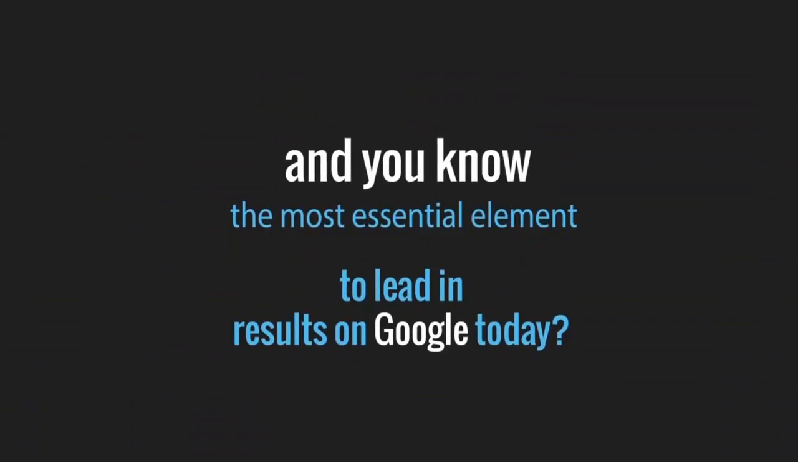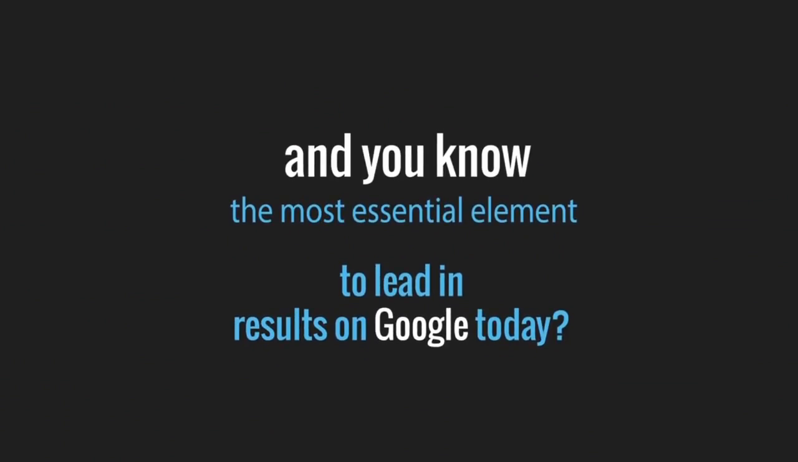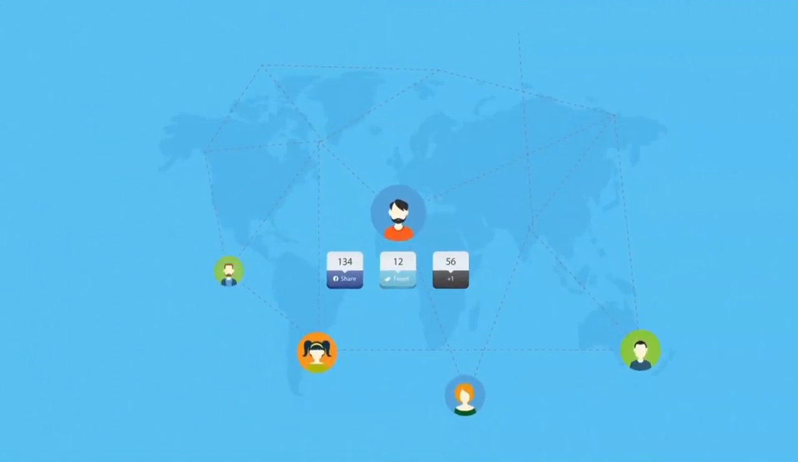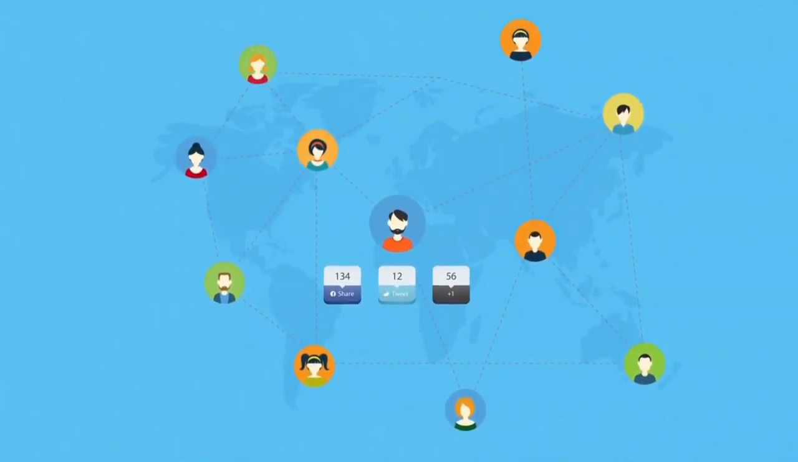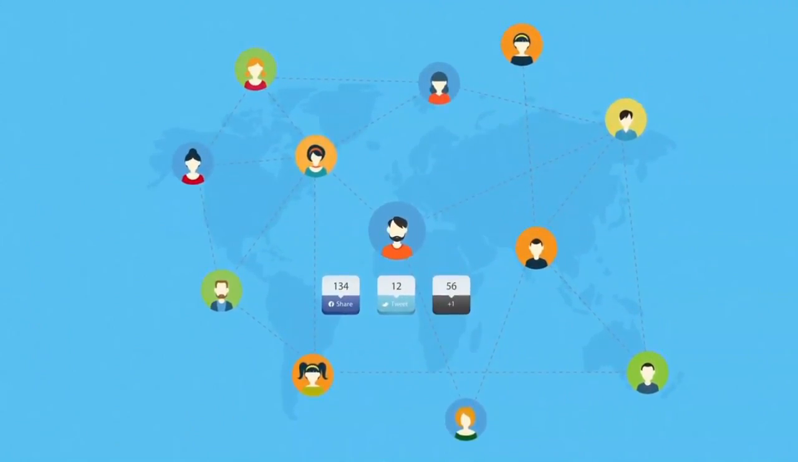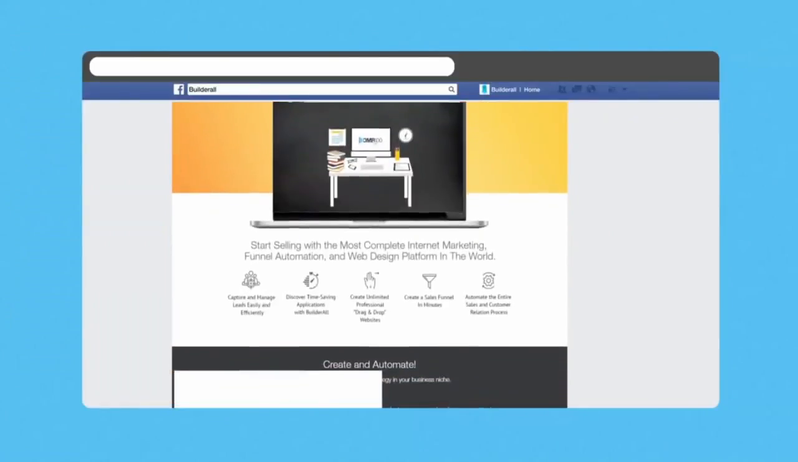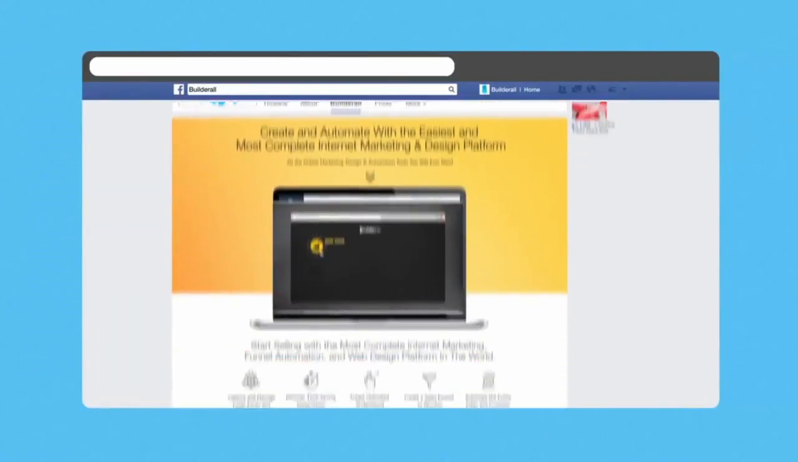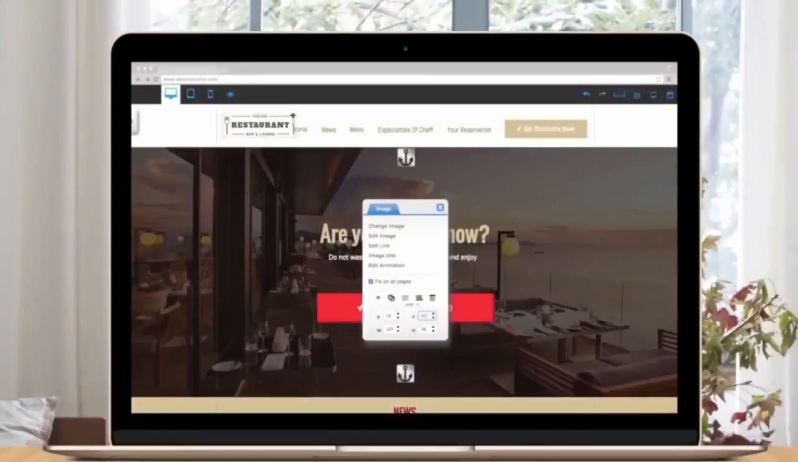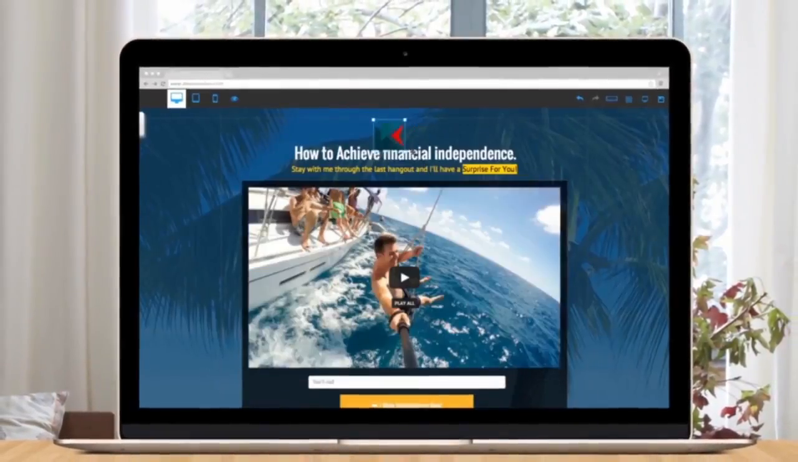And you know what's the most essential element to gaining leading results on Google today? Social proof. You need hundreds of people commenting, sharing, and enjoying your content. Speaking of social proof, you also need a fan page that will call attention and get your visitors involved, all while capturing leads for potential clients.